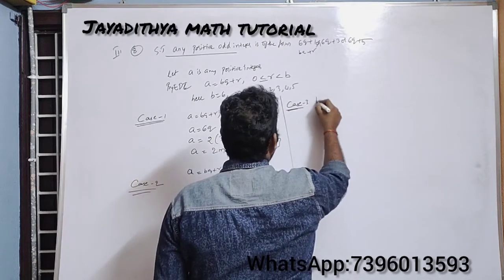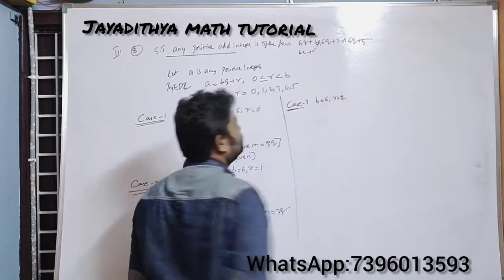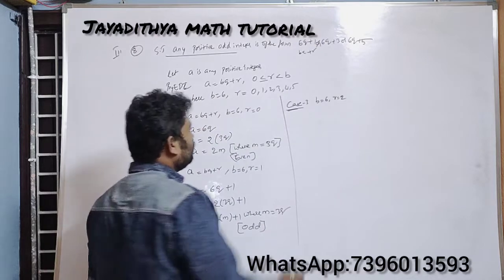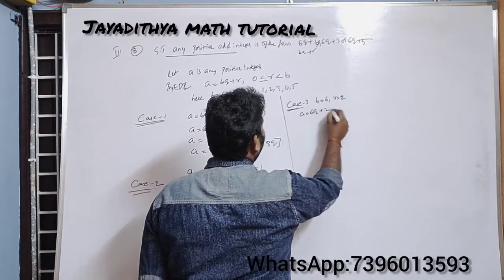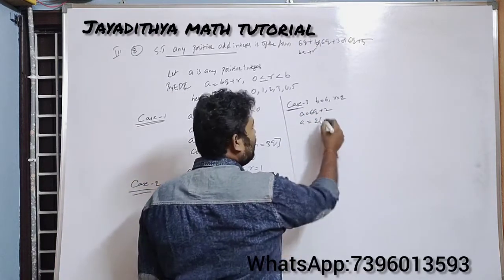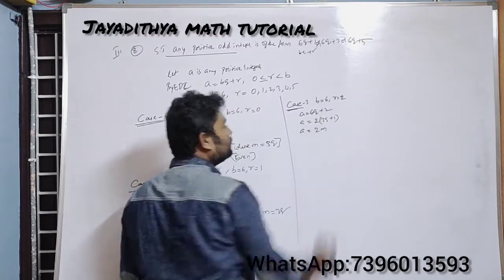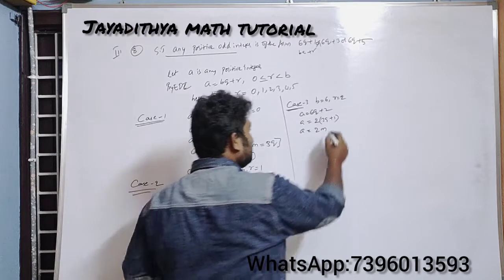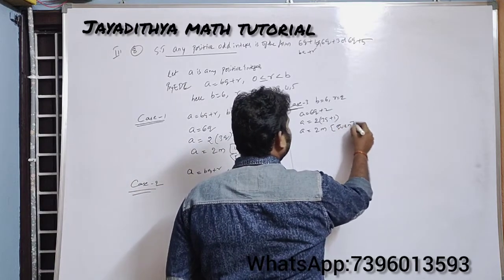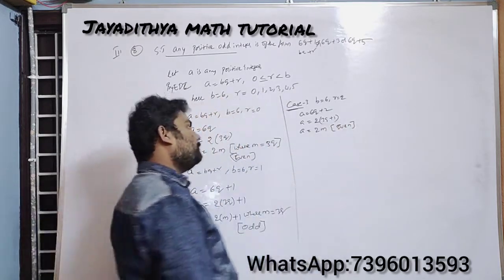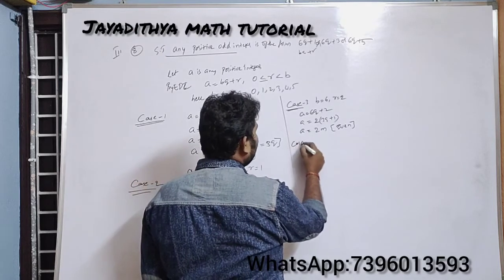Case 3, you take b is equal to 6 and r is equal to 2. So what happens here? a is equal to 6q plus 2. If you take 2 common, it will be 2 times (3q plus 1). So a is in the form of 2m, where m is equal to 3q plus 1. This is even. And let us go for case 4.